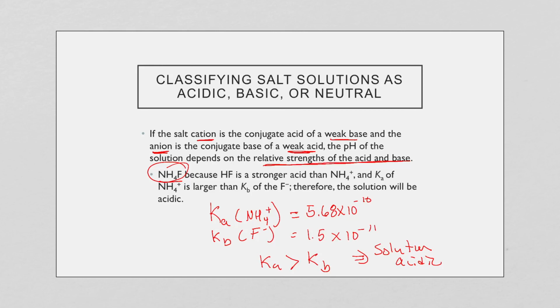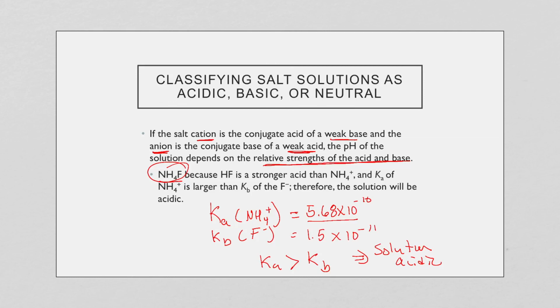So if we take the Ka of our positive ion, which is going to be the one functioning as the acid, ammonium here is our weak acid. The Ka of ammonium is 5.68 times 10 to the minus 10. We take our weak base, the F minus, which is the conjugate base of our weak acid, HF. The Kb of F minus is 1.5 times 10 to the minus 11. So we can see here that the Ka is a bigger number than the Kb.